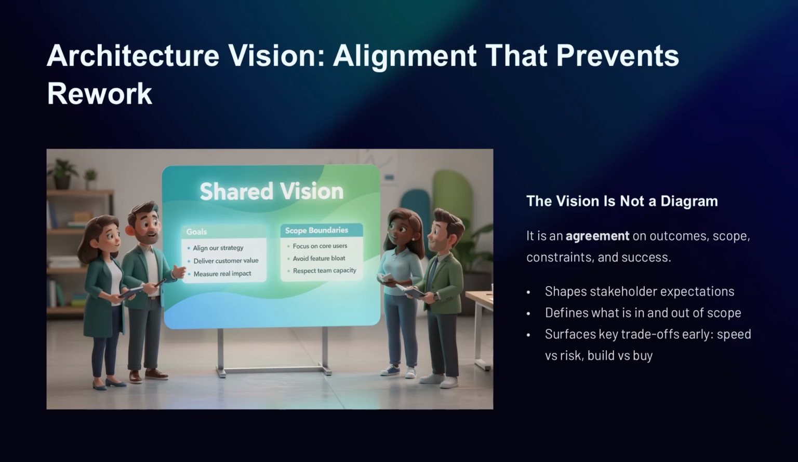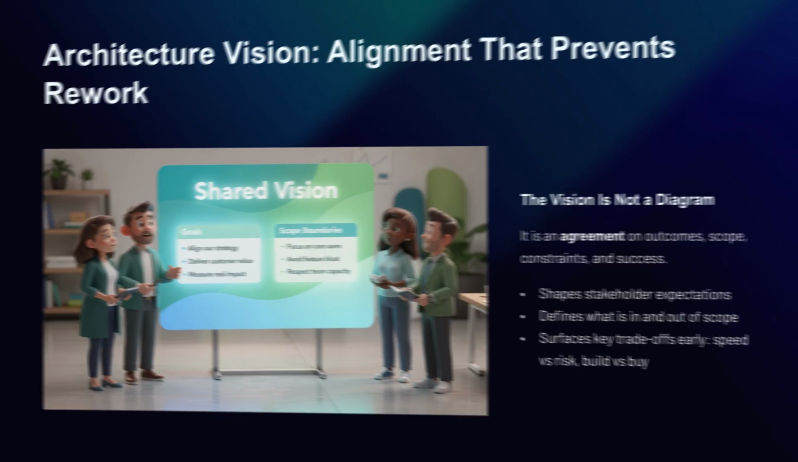You use the vision to shape stakeholder expectations and to define what is in and out of scope. You also use it to identify the most important trade-offs that must be decided early, such as speed versus risk, standardization versus flexibility, and build versus buy. A strong vision reduces later conflict because it makes the enterprise intent explicit and shared.